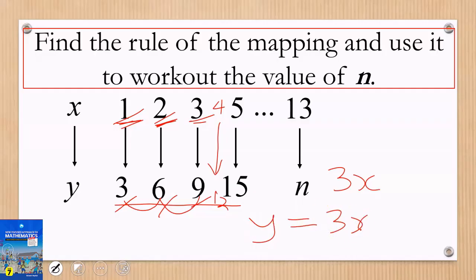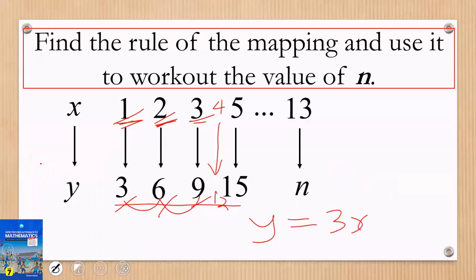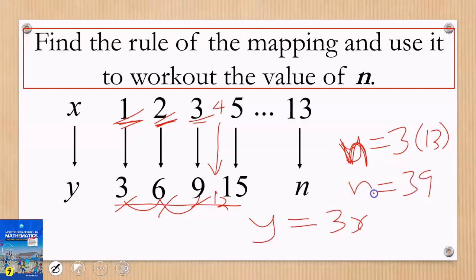Okay, so if that is the case, what will be the value of n? Now y is equal to, or n is equal to, let me make it n, because now we want to find the value of n. N is equal to 3 times 13, and 3 times 13 will give us 39. So the n value is 39. Great.